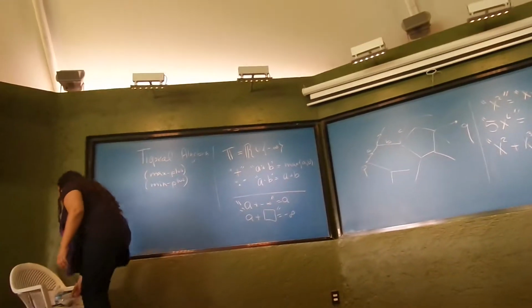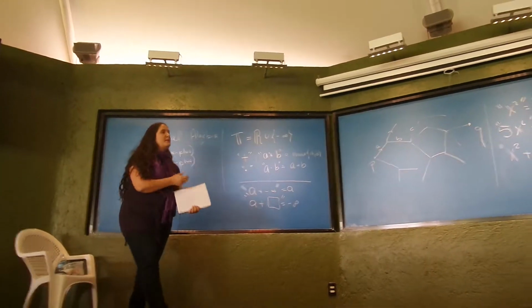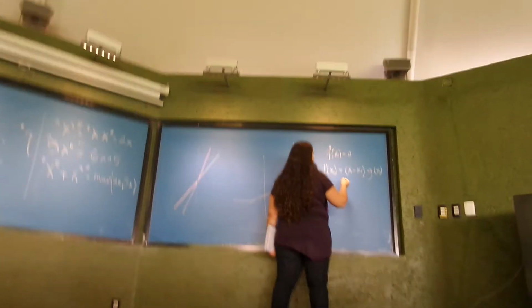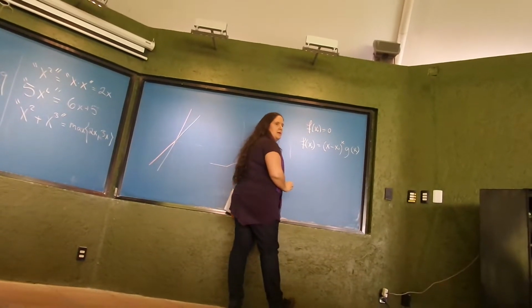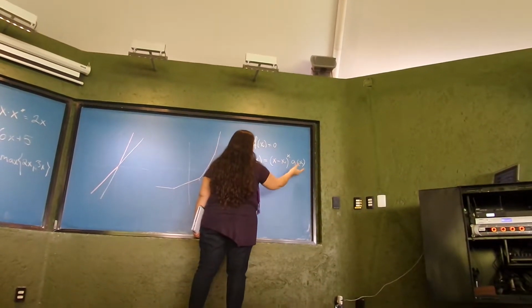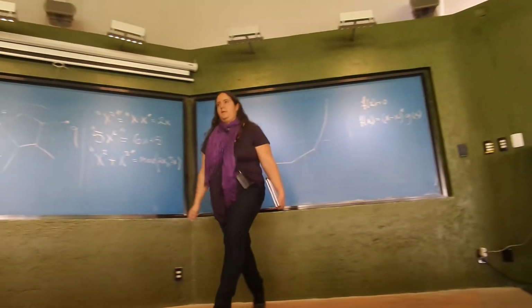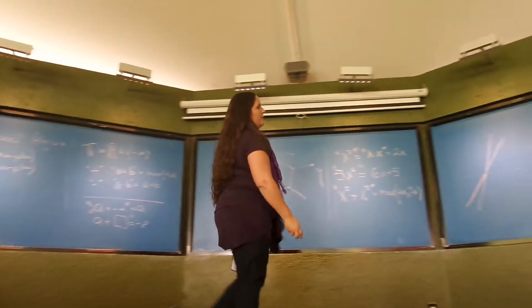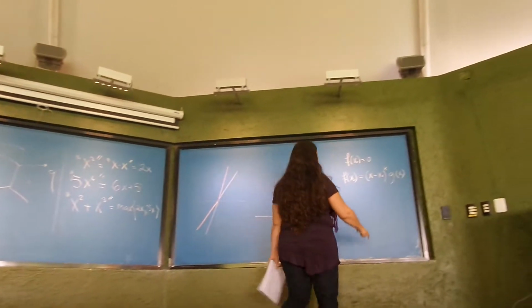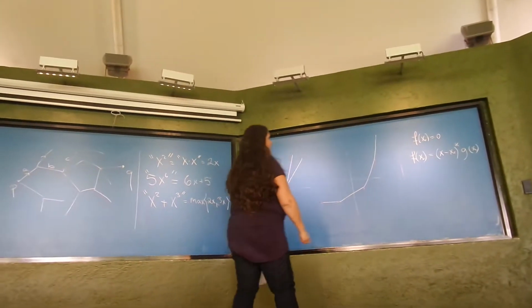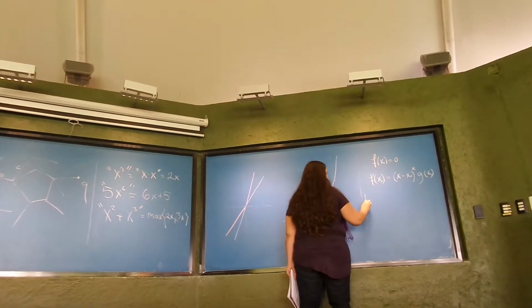And then we need to define the multiplicity of a root. For example, x0 will be a root of multiplicity k if f can be factorized as x minus x0 to the k, and this one does not have this. We cannot take one of these from here. Okay? Then we need the definition of multiplicity.